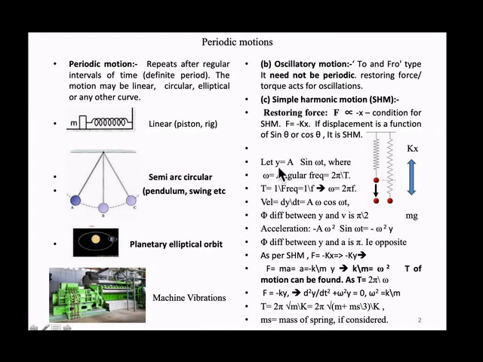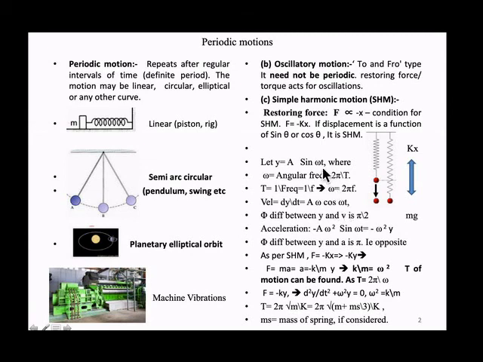So what is its velocity? When it is moving up and down, dy by dt is its velocity. So dy by dt is A omega cos omega t. I can write this as A omega sin(omega t plus pi by 2).